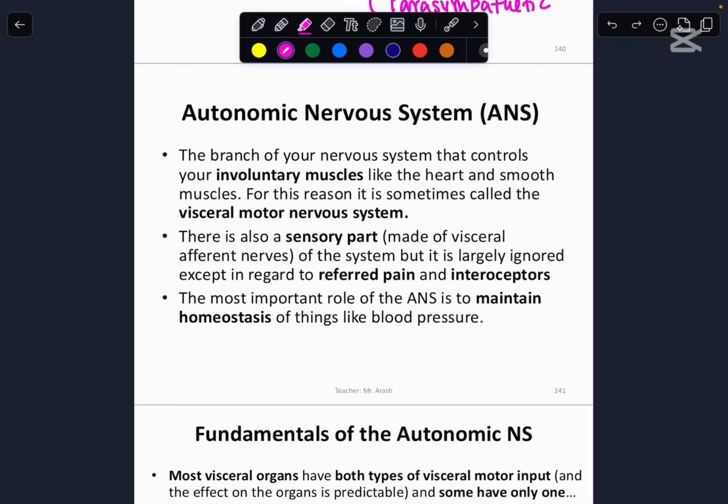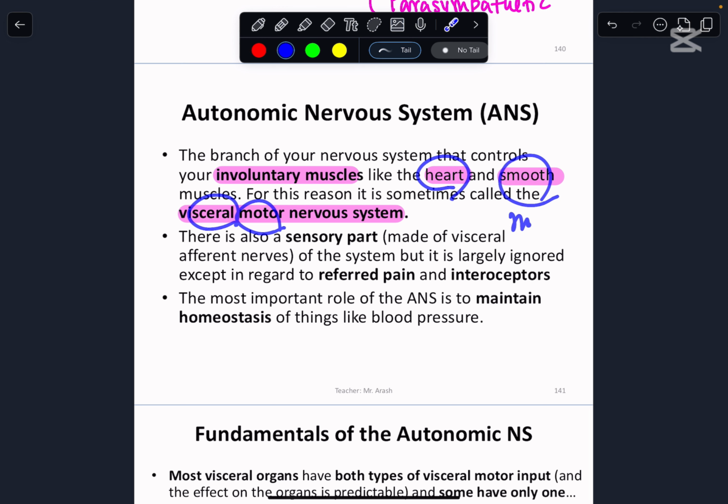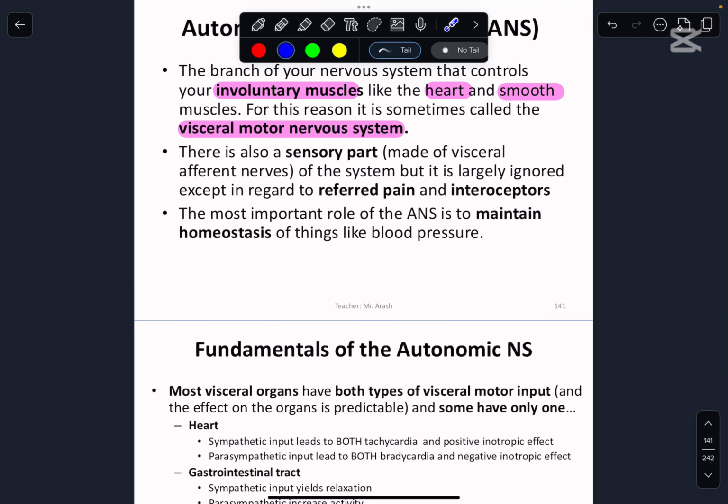This is a branch of our nervous system that controls our involuntary muscles, like the heart and the smooth muscles. And for this reason, it's sometimes called the visceral motor nervous system, right? Visceral means core, motor because it allows those organs, these end organs, to move, hence the term motor, and nervous system. There's also a sensory part, which I just discussed a second ago, made of visceral afferent nerves of the system, but it's largely ignored, as I mentioned. It's not necessarily of interest, except in regards to referred pain, which we'll talk about, and interoceptors, which we'll briefly talk about at the end.